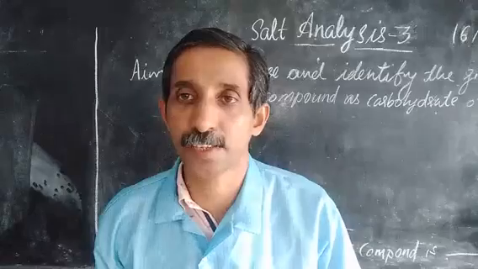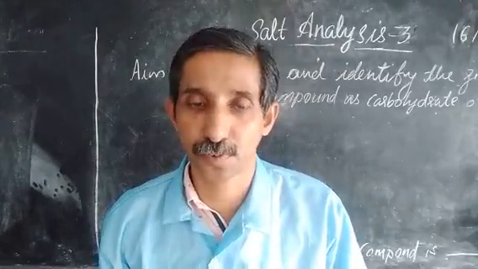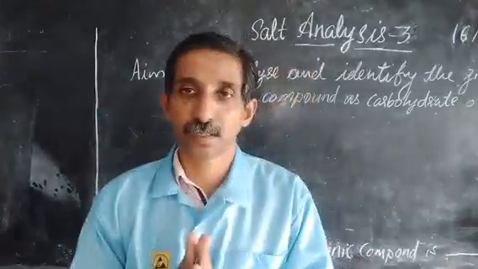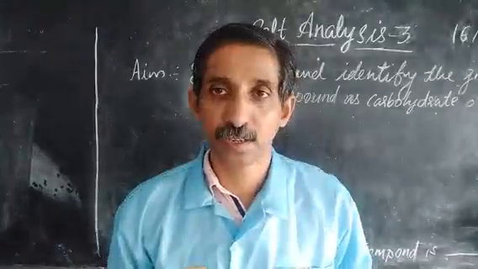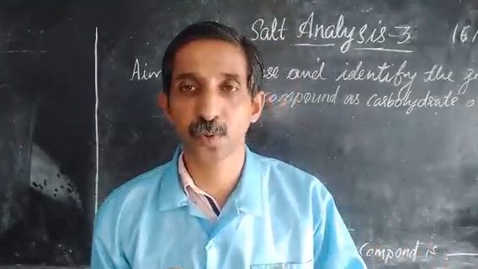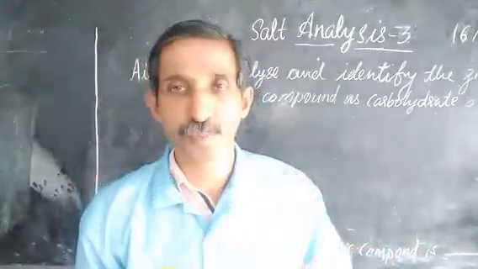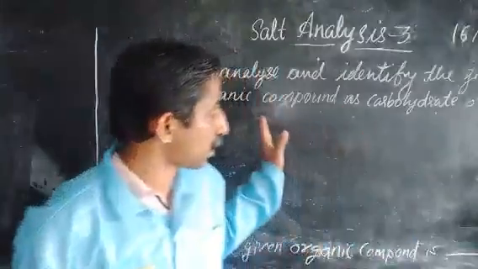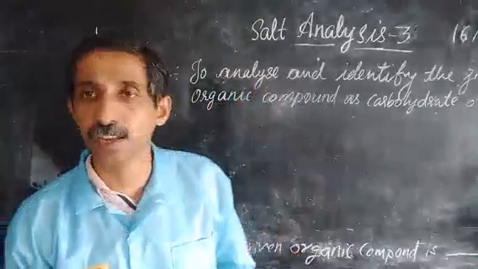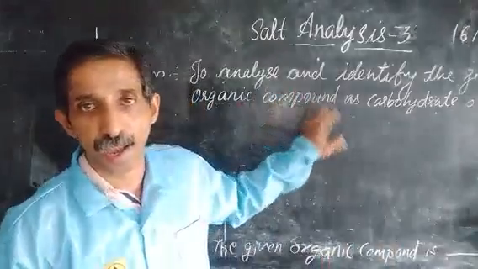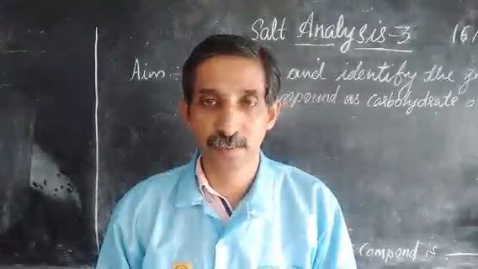We had already analyzed 5 of our organic compounds, and today we are going to do the 6th. Now we are left with only 2 more organic compounds, and when you write in the observation copy, the details will be written a little differently from the previous ones. Here, "Analyze and identify the given organic compound as carbohydrate or protein" will be the aim that you will be writing. That is the only change.